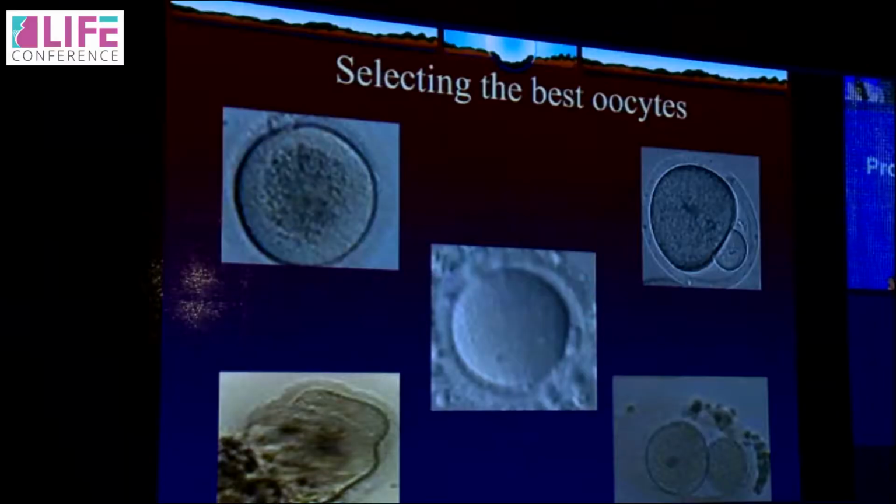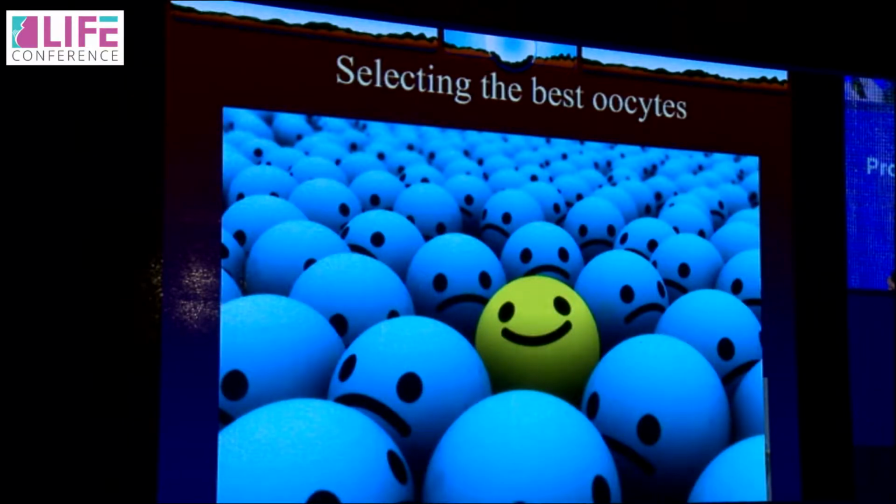We know oocytes differ. Here we have five oocytes. The one in the middle, although not a great picture, is a good metaphase II oocyte. But the top left has granularity, top right, a large polar body, bottom left, a poor shape, and bottom right has two cytoplasms within the oocyte. So we need to select the best oocyte. It will give us the embryo that is more likely to cause a pregnancy.